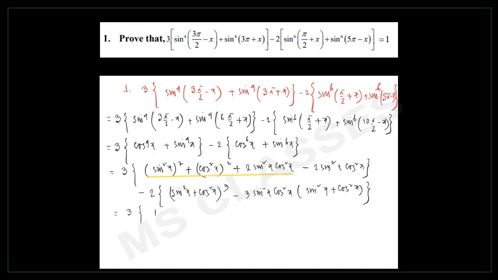Here what we get, 1 minus 2 sine square x cos square x, minus 2 into 1 minus 3 sine square x cos square x. This is 3 minus 6 sine square x cos square x, minus 2 plus 6 sine square x cos square x. Now this gives us 1.